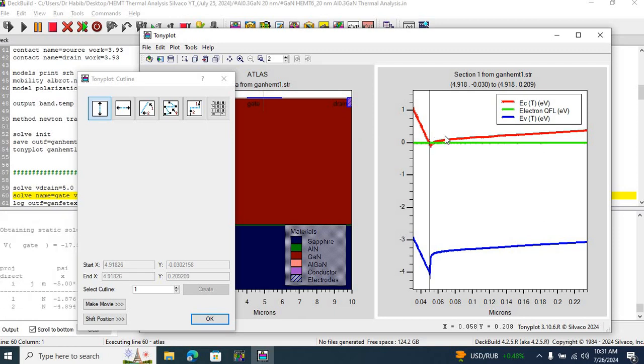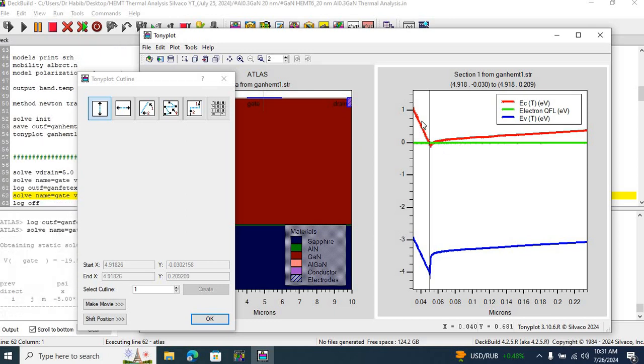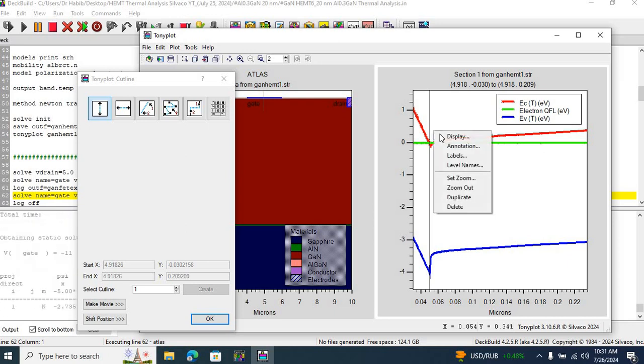So here is the energy band diagram under thermal equilibrium, and you see this slight kink inside this energy band diagram. Because of this heterojunction between the aluminum gallium nitride and gallium nitride layer, we see the formation of this kink in the energy band diagram, which basically confines the carriers to two dimensions, hence called two-dimensional electron gas.